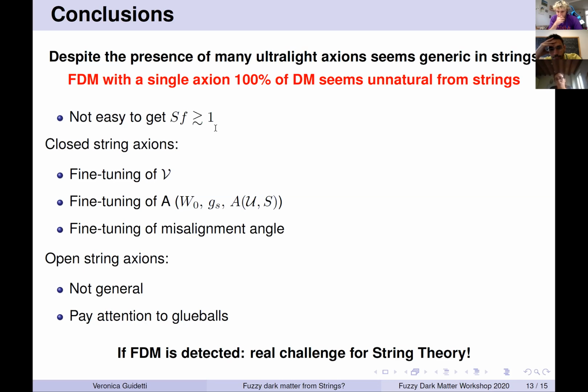And also with open string axions, of course, they are not the best candidates. And in particular, the setup in which you can have them is not that general. In assuming that you have an open string axion as fuzzy dark matter, you need also to pay attention to glue ball productions and other effects which can contribute to dark matter. So I think that if fuzzy dark matter is detected, that would be a real challenge for string theory.